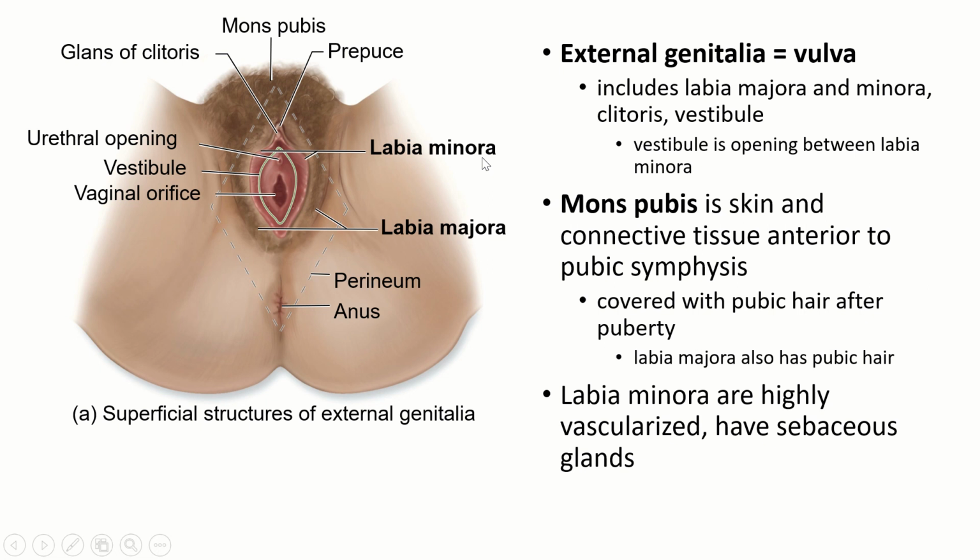Please correct your speech. The thick pad of tissue here, which has a pad of fat under it and protects the bone there, is called the mons pubis, or just the mons, okay? And that's where most of the pubic hair is, okay?